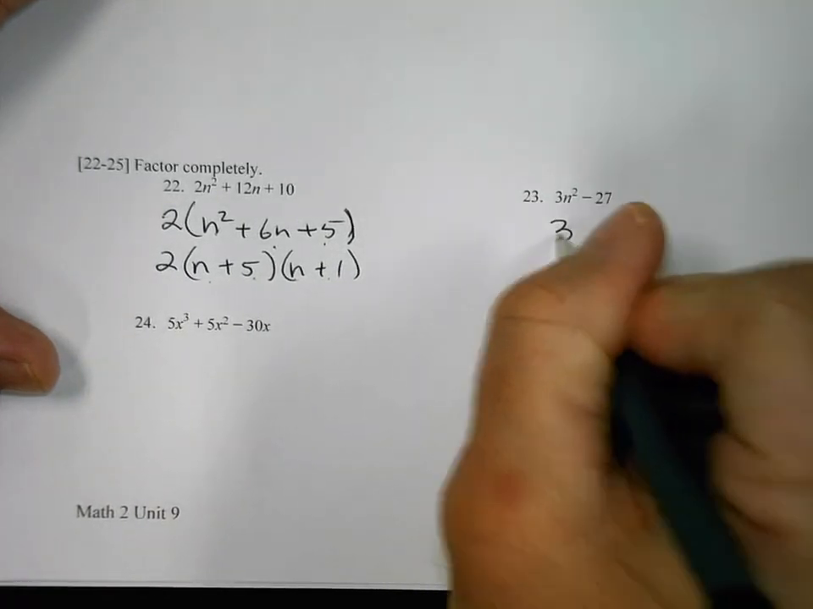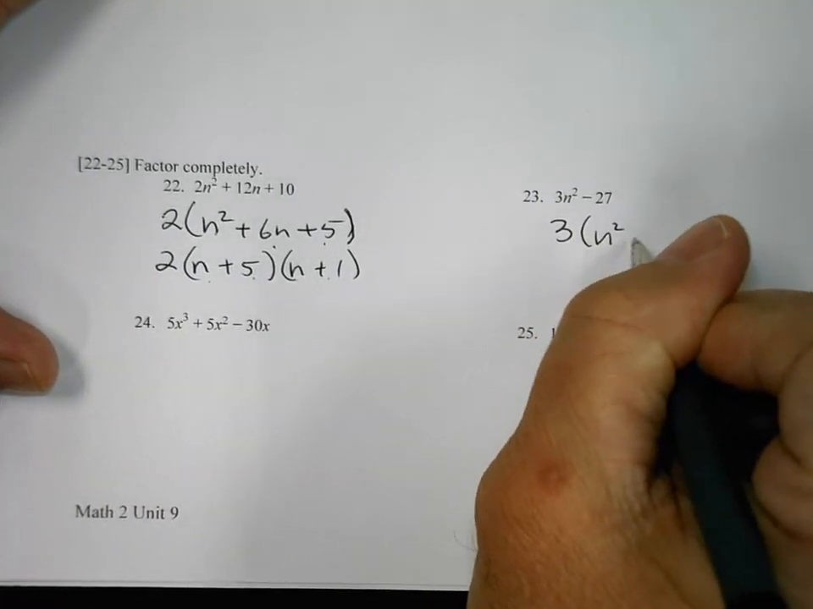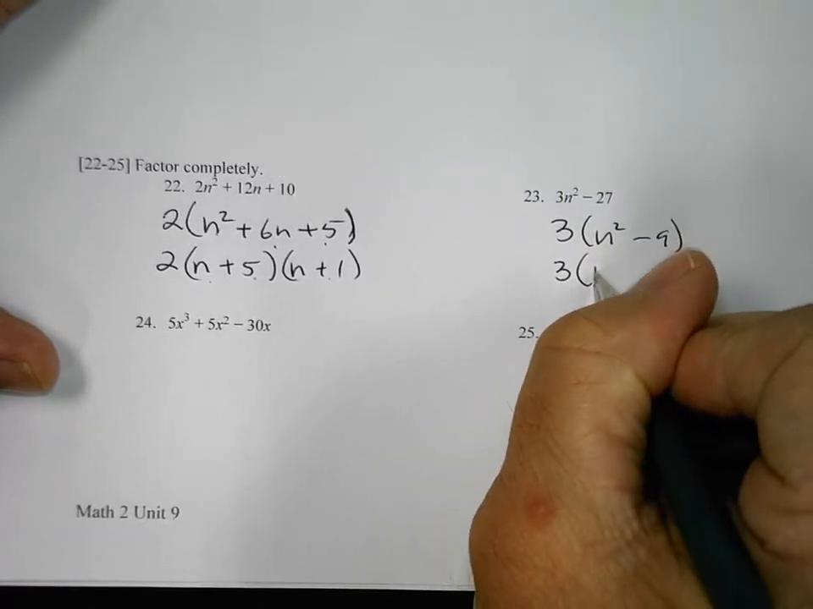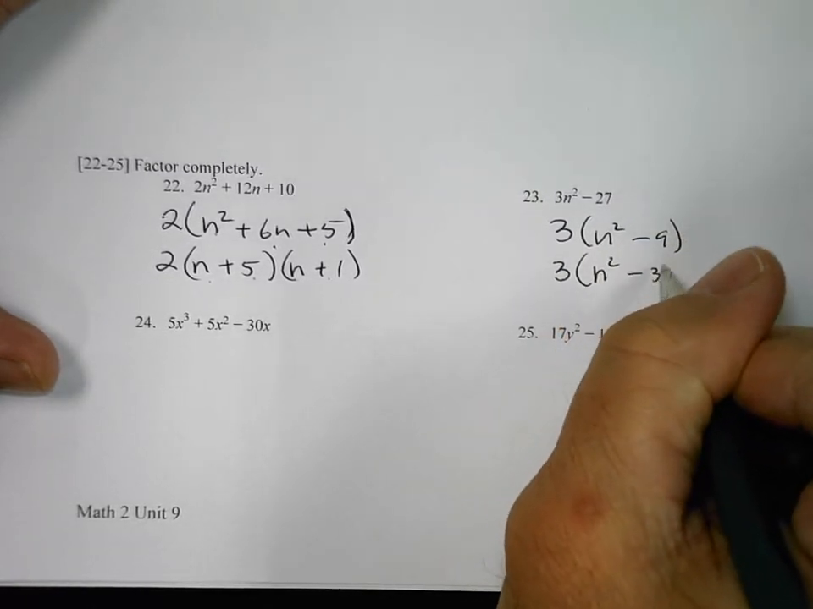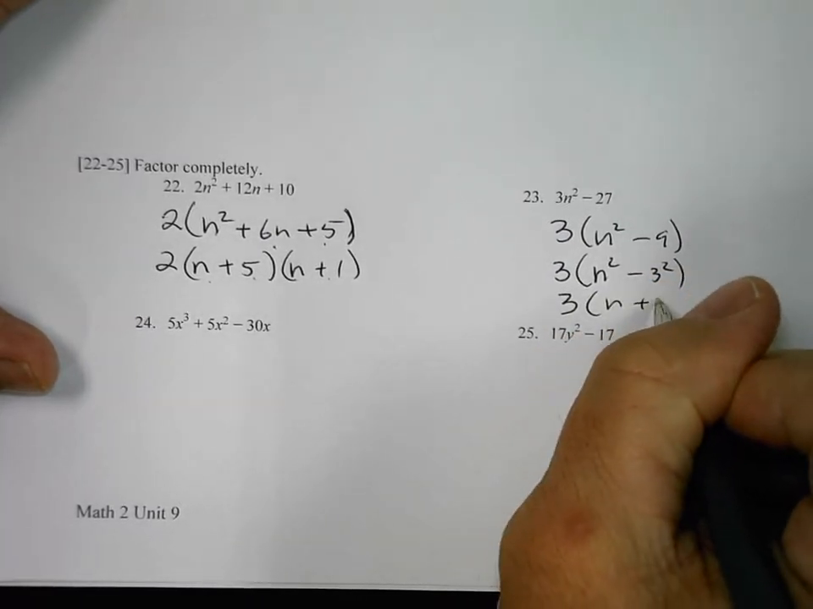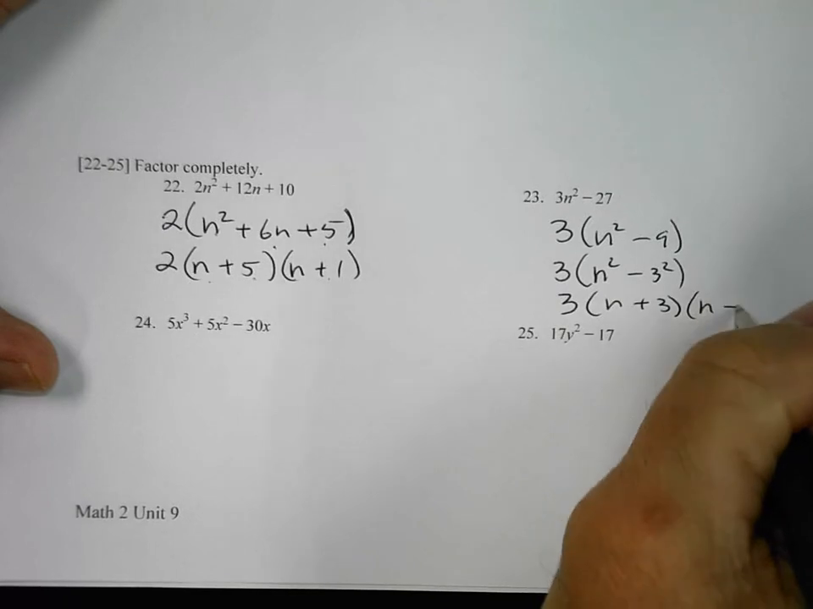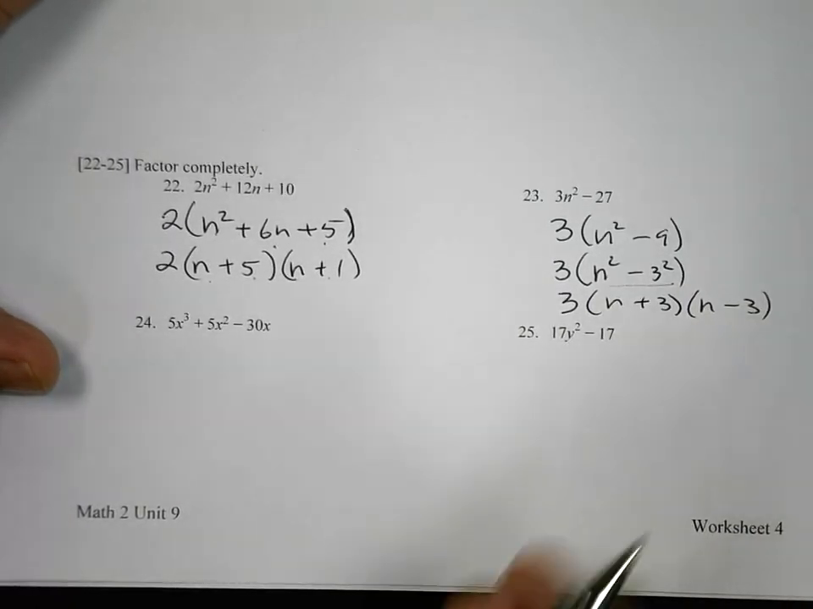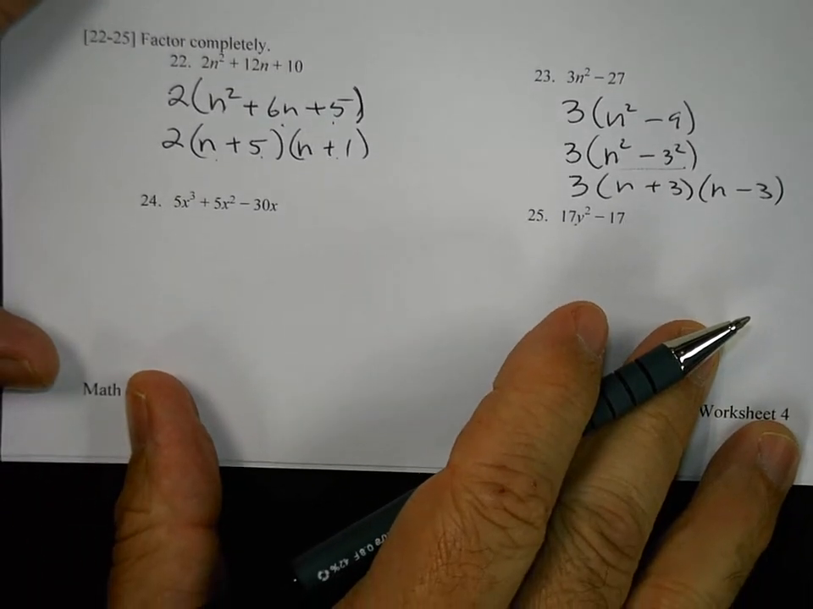Okay, I'm going to factor out a 3, leaving n squared minus 9, which could be rewritten as 3 times n squared minus 3 squared. So our final answer is 3 times n plus 3 times n minus 3. Difference of two squares. All right, let's keep going here.